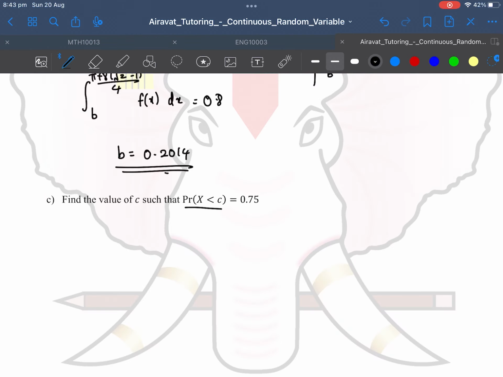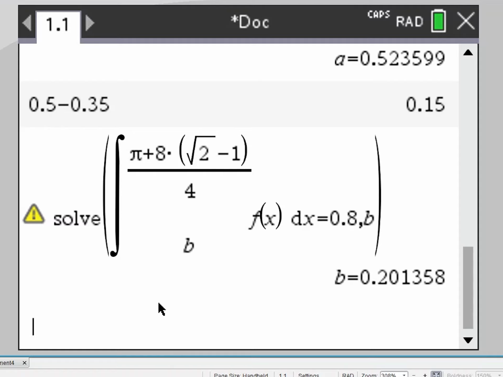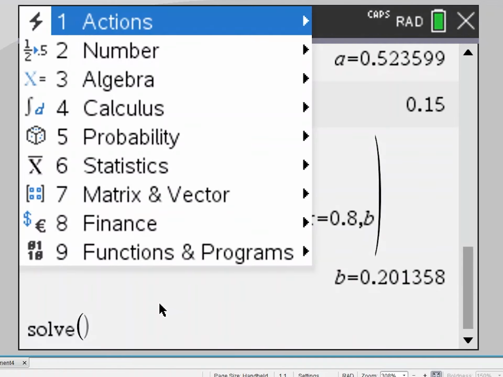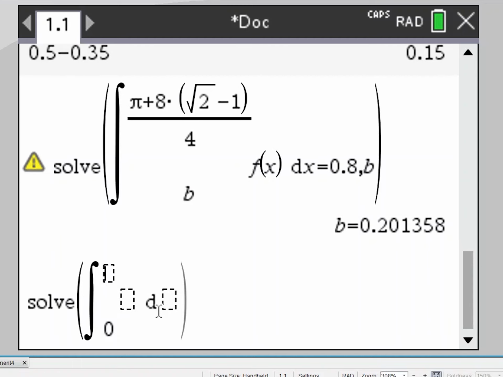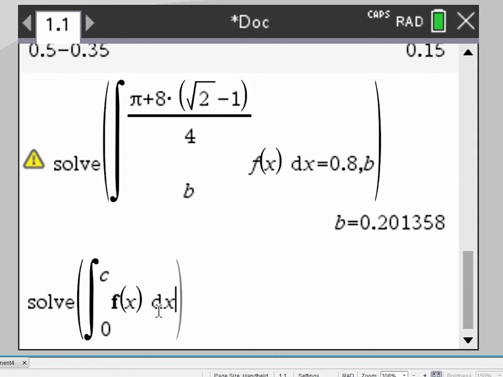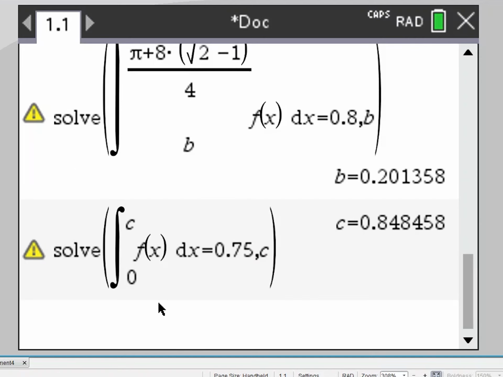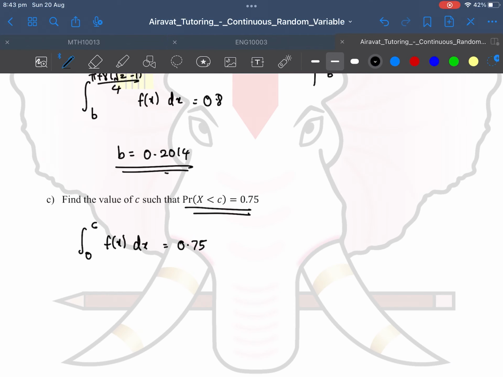Find the value of c such that probability of x is less than c is 0.75. Pretty easy now, right? So what is our lower terminal? 0. What is our upper terminal? c. The integral of f of x dx is going to be 0.75. So if we do this on CAS, let's do it now. Again, for the value of c, it's going to be the same thing. So menu 3 1, menu 4 3, it's going to be between 0 and c. f of x dx equals 0.75 comma c. Press enter, and yeah, there you go. That's how you find the value of c. So as you can see, c is going to be 0.8485. Brilliant.